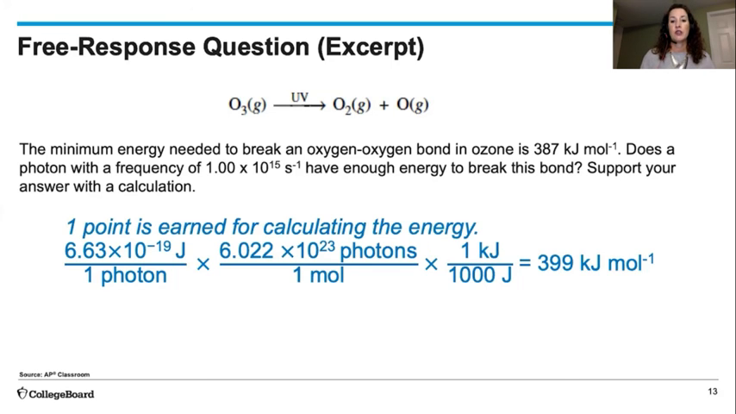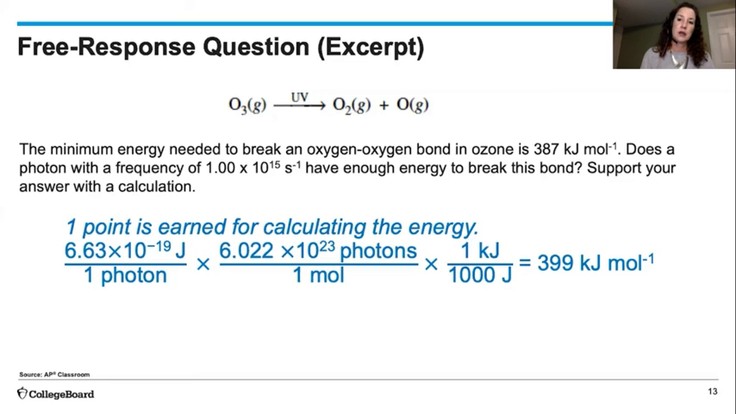And I want to convert those photons into moles because I noticed that this question is giving me an answer in energy per mole. So I'm going to multiply by Avogadro's number, 6.022 times 10 to the 23rd photons per mole. And then I also want to make sure I convert joules into kilojoules because that's what my unit is in the prompt. So I'm going to divide by 1,000 as well to end up with a final answer for my energy of 399 kilojoules per mole.